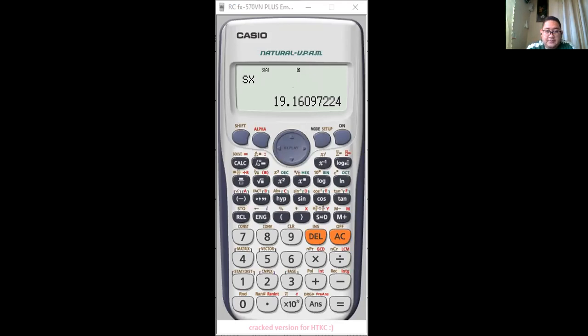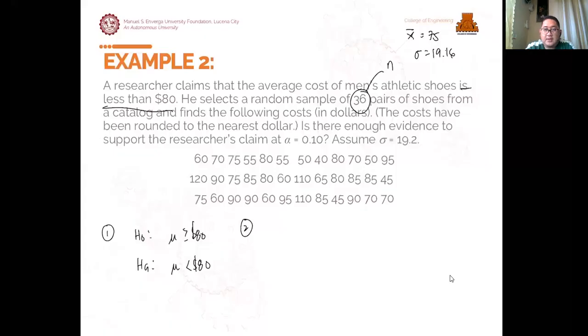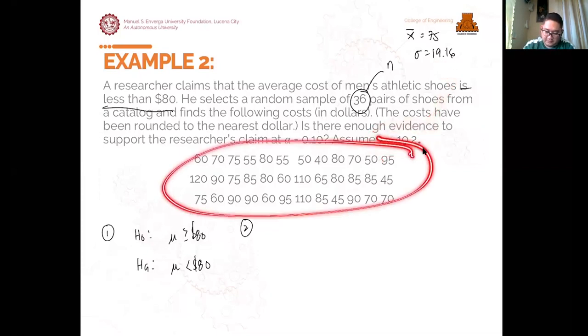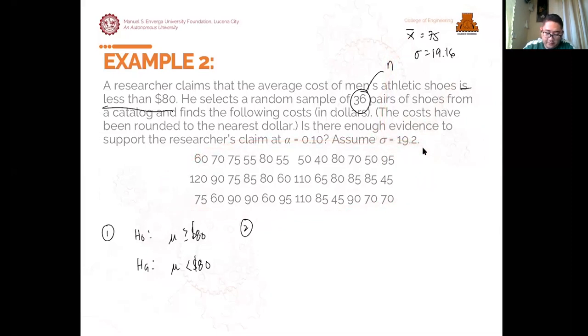But if we go back to the slide, the given standard deviation in the problem is 19.2. It's the same, it was just rounded off. But we'll use 19.2. So we have the sample mean: the sample mean is 75.